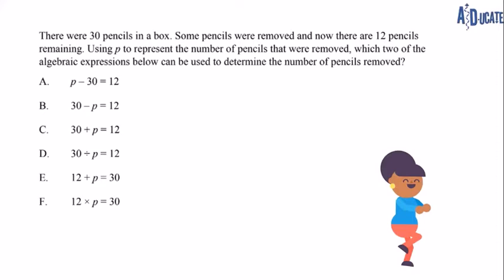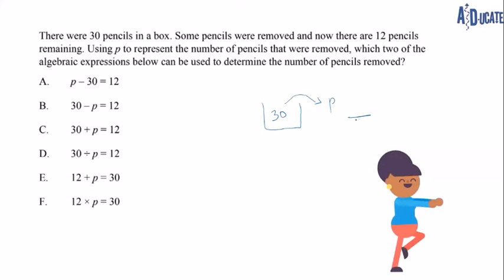So how are we going to do this? We are going to try and find out which ones look similar to that, or which ones make more sense. So let's use blue. What we're saying is in our original container, in our box, we had 30. We took out P and we are left with a box having 12. So do you see the expression, KJ? Which ones do you choose as your answer?